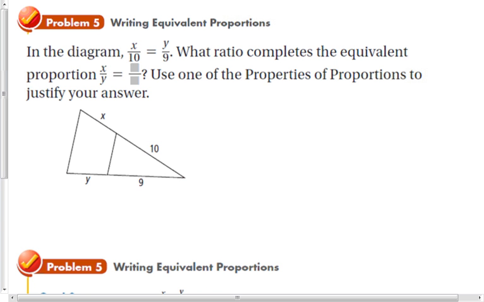All right, problem 5, writing equivalent proportions. In the diagram, x over 10 equals y over 9. What ratio completes the equivalent proportion? x over y equals blank over blank. Use the properties of proportions to justify your answer.